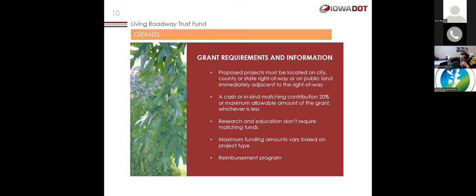Research and education don't require matching funds. Maximum funding amounts vary based on your project type, and this is listed in the funding guidelines, which can be found on the LRTF website. And then as far as the reimbursement, you're not allowed to spend money on your project until a contract agreement is signed by the applicant and the DOT representative.